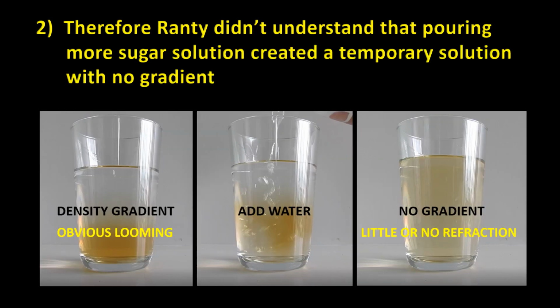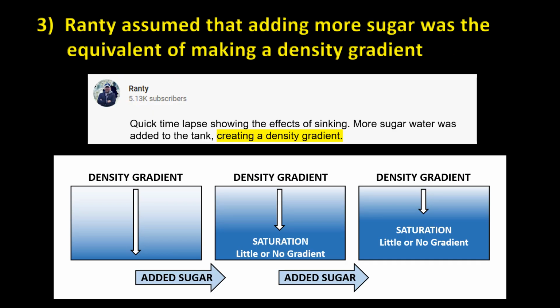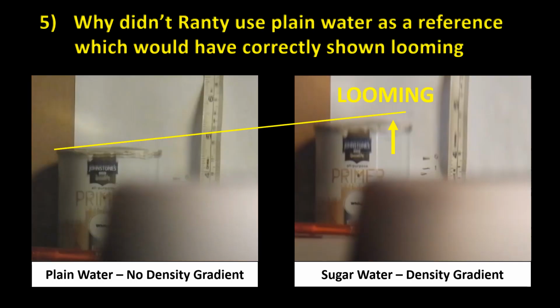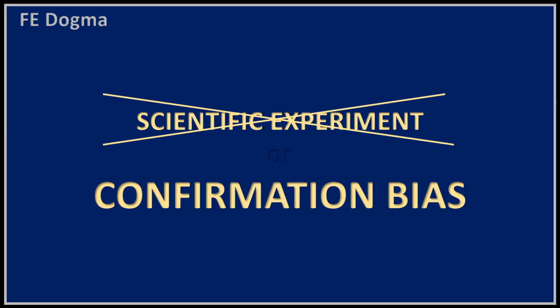Therefore, he didn't understand that when he poured in more sugar solution, he actually created a temporary solution with no gradient. He also assumed that adding more sugar was the equivalent of making a density gradient. So Ranty assumed that he had documented sinking, and in one video he said it was caused by a density gradient, and in another video by increased density. Which of course brings us back to the question, why didn't Ranty use plain water as a reference, which would have correctly shown looming? So my conclusion is that we have another case of confirmation bias. It's shocking.